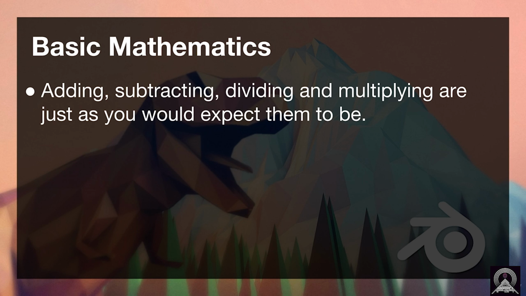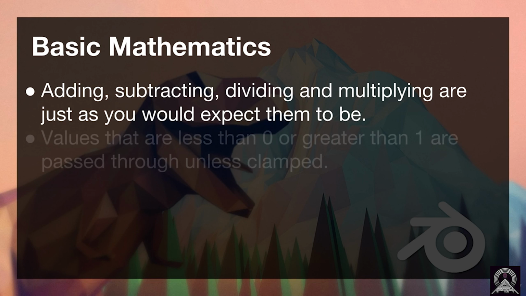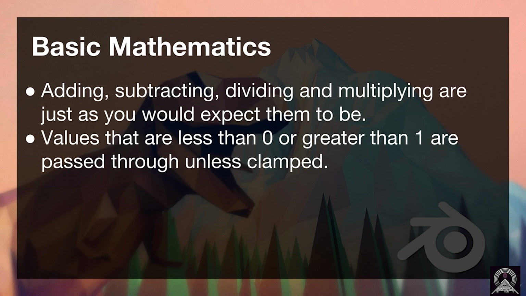Now, you can build things up to make them more complicated, or not necessarily more complicated, but more functional, but they are just simple stepping stones. Now, it is important that we understand that values of less than 0 or greater than 1 are still passed through the system unless we use a clamping feature.